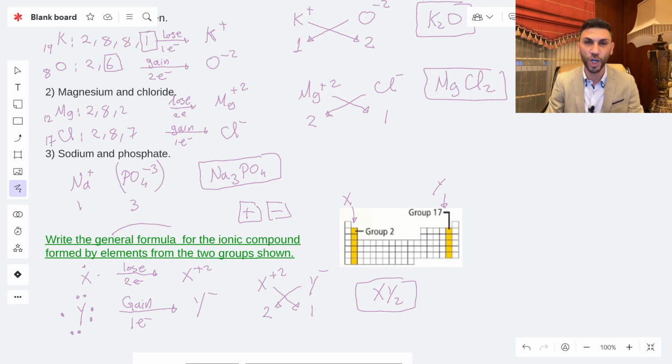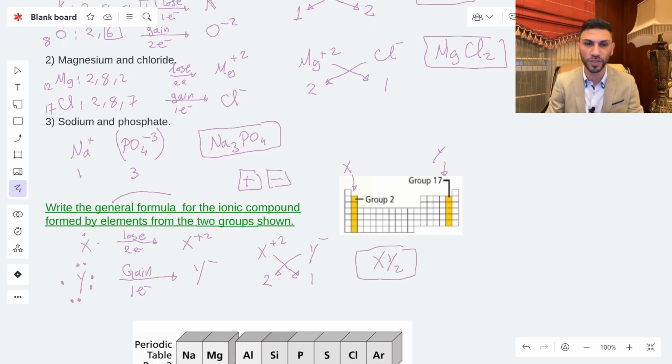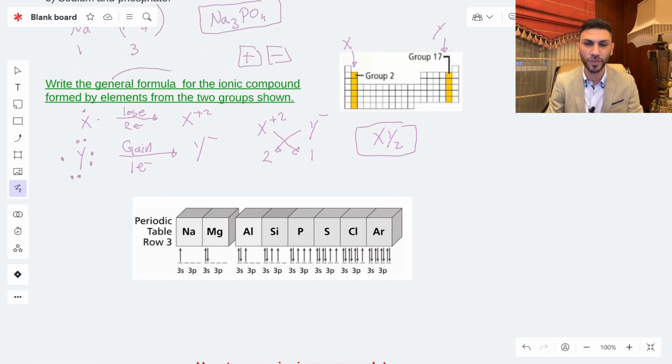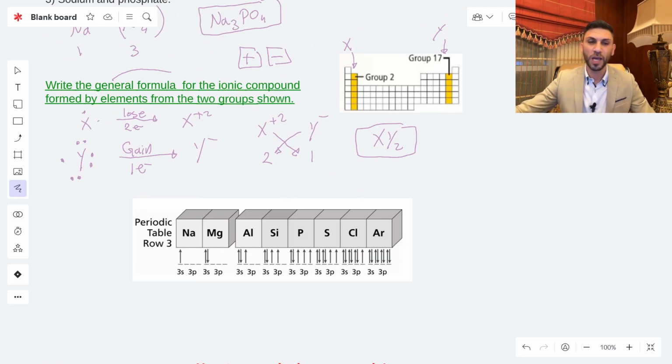I hope you guys understood this because our next example... Before our next example, I want you guys to pause the video and practice writing an ionic compound formed by any metal with any non-metal.